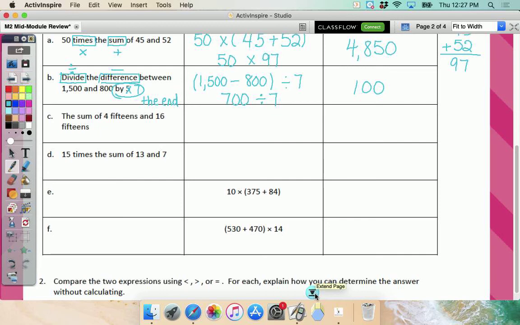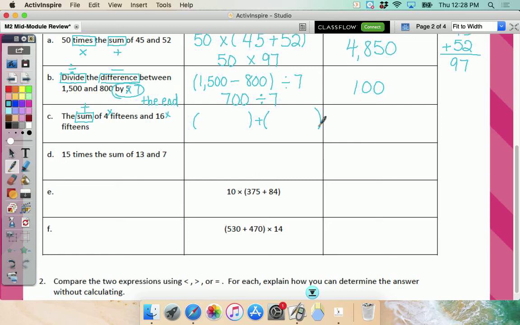The sum of 4 15s and 16 15s. I guess I better put a box around sum. What does that tell me I'm going to do? Add. Okay. Now, what about 4 15s and 16 15s? Do you remember what we need there? Multiply. Make sure you raise your hand or I pull a stick, okay? All right. So here's what this means. I've got 1 addition sign and 2 multiplication signs. That means I'm going to add 2 multiplication problems together.